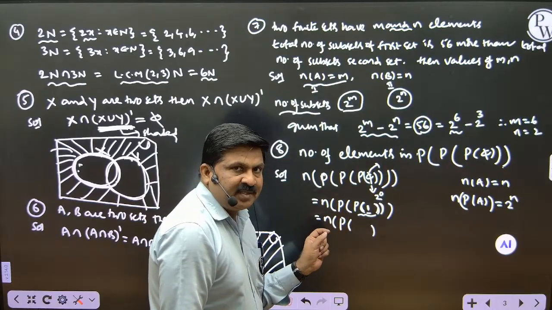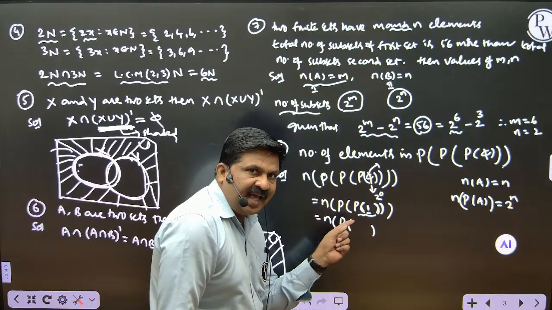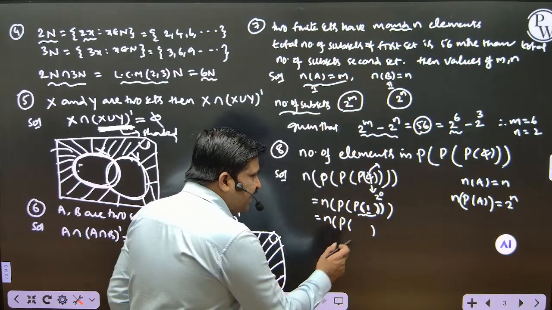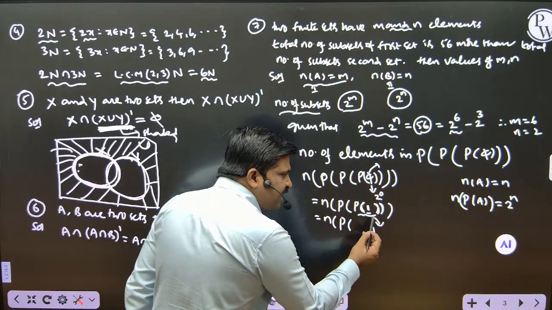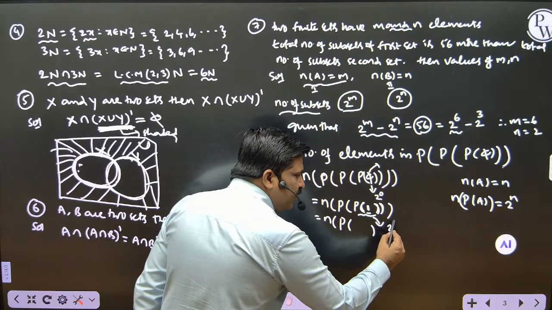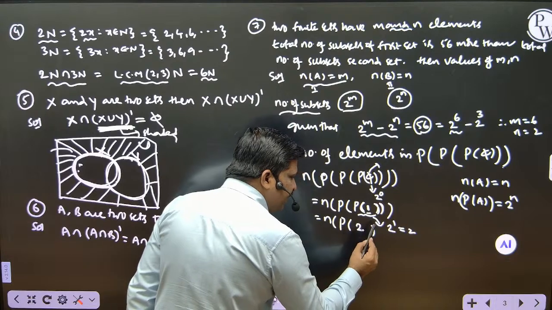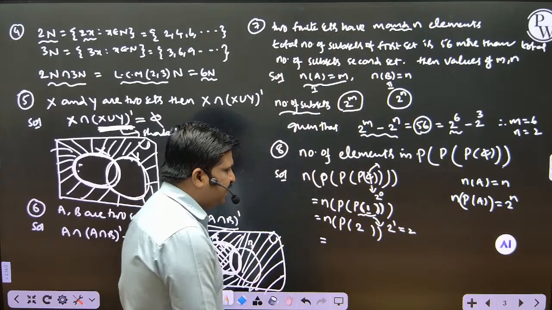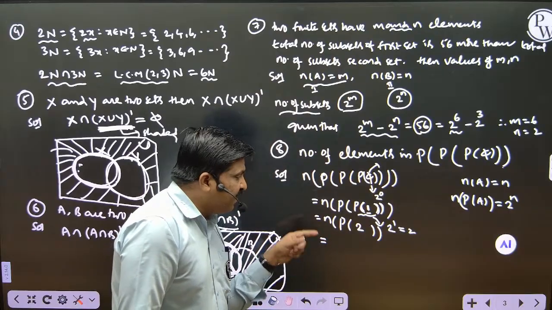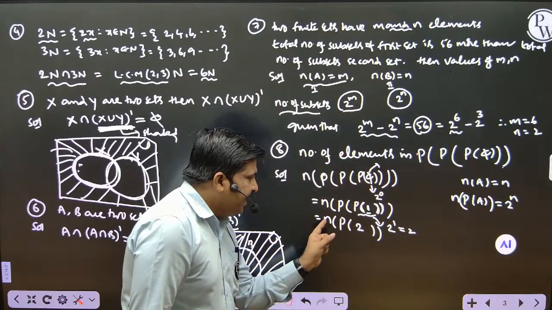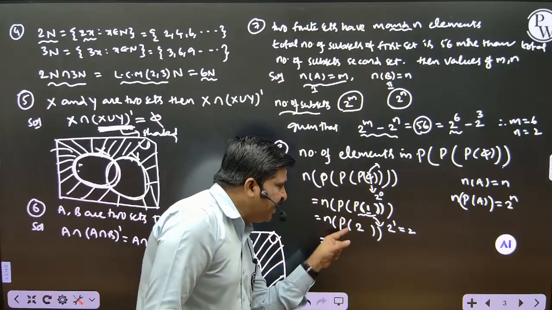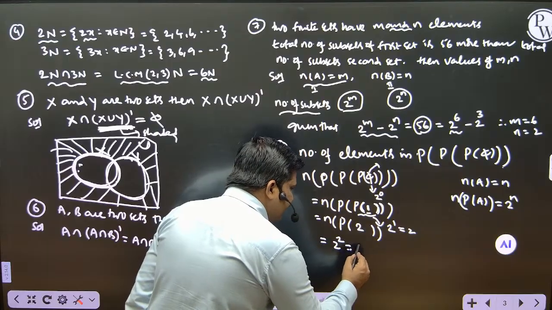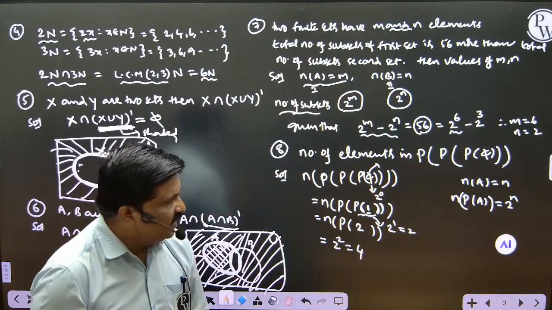P of 1 means what? The number of elements in a power set having a single element. If the set has only one element, the number of subsets of this set is 2 power 1, which is 2. Now the last one is the number of elements in the power set of a set having 2 elements, which is 2 square, that is 4. Simple logic.